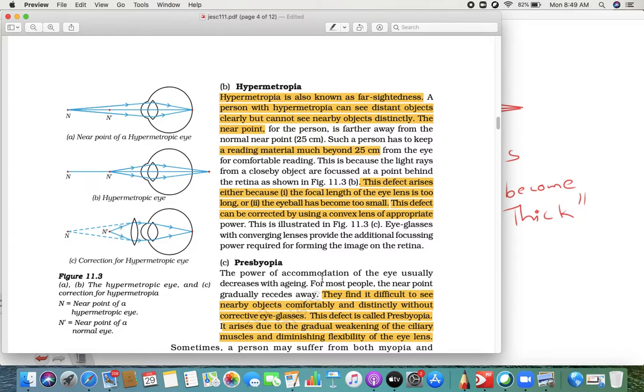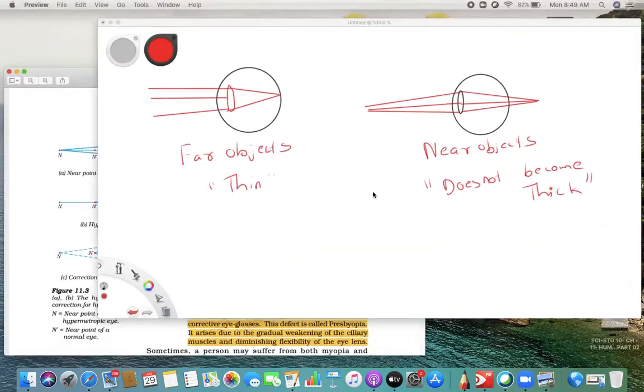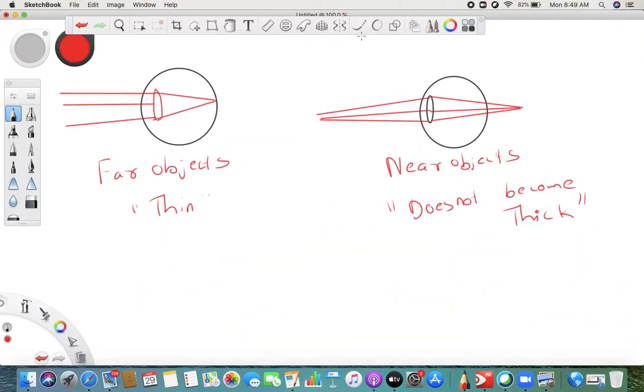Now there are two reasons. First, the focal length of the eyeball is too long, as I said. The lens will become thick only, it does not become thin as per the requirement. And the second case is the eyeball becomes too short. So what happens is your eyeball will become like this.